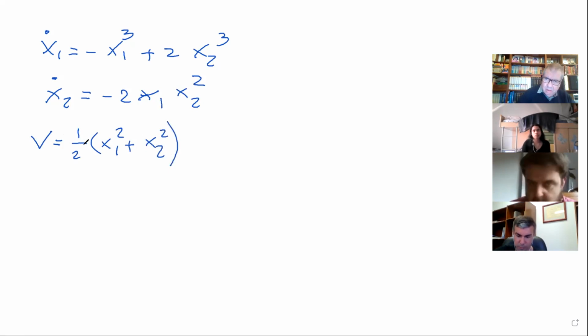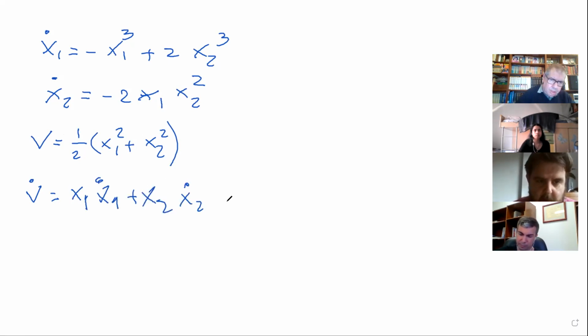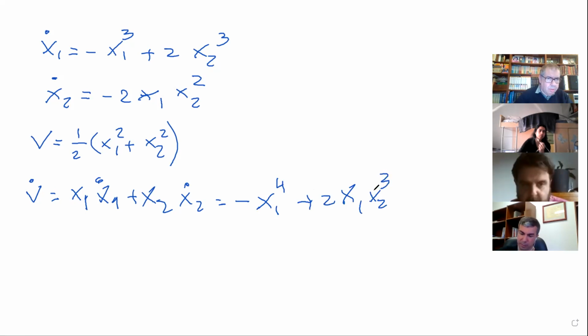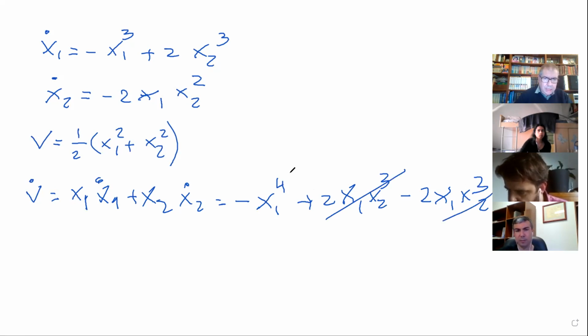Did I have the 1/2 here? Yes. Okay. So V dot is x1 x1 dot plus x2 x2 dot, and this is what? x1 dot is minus x1 to the fourth plus 2 x1 x2 cubed, and then we have x2 dot, minus 2 x1 x2 cubed, and this cancels with that. So you just have minus x1 to the fourth. So V dot is minus x1 to the fourth.